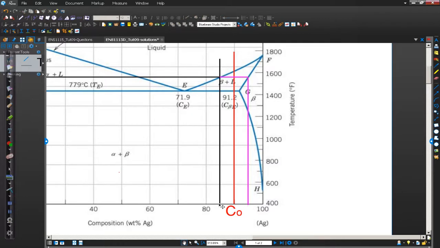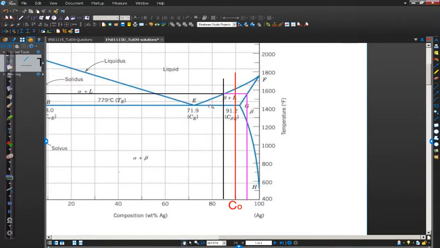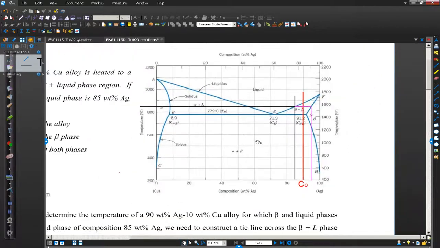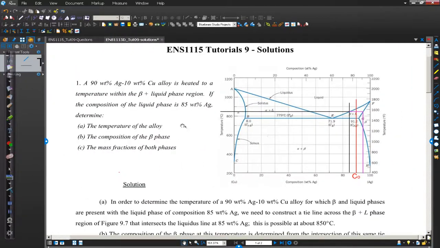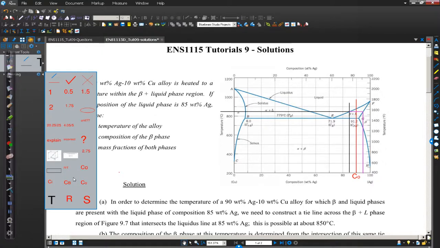So we've got the composition of the liquid phase, composition of the beta phase, and overall composition. That is our tie line. So we've answered question subdivision A, temperature of the alloy 850 degrees, composition of beta phase. So if I extend this down, it's 95. So that is the composition of the beta phase. I'm going to go ahead and label it.